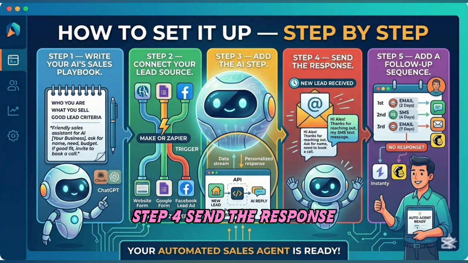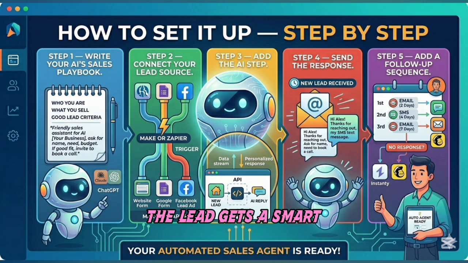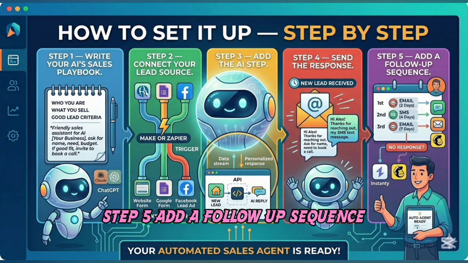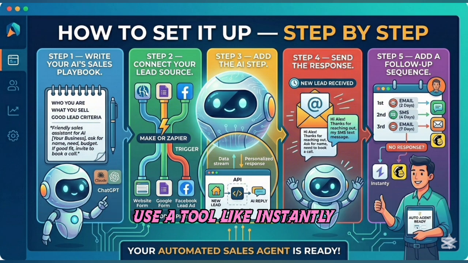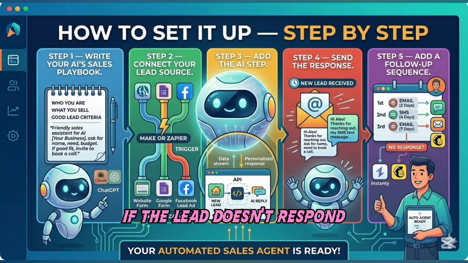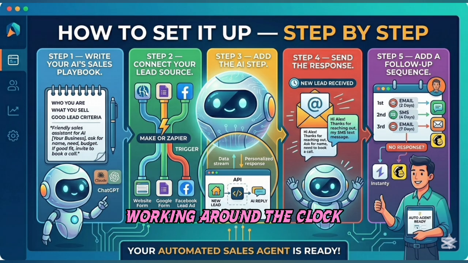Step 4. Send the response. Route that AI-generated message to your email or SMS tool. The lead gets a smart personalized reply within seconds of reaching out. Step 5. Add a follow-up sequence. Use a tool like Instantly or MailChimp to schedule 2 to 3 follow-up emails if the lead doesn't respond. Your AI can write those too. That's it. You now have a fully automated sales agent working around the clock.